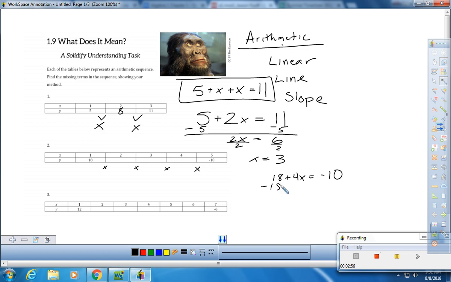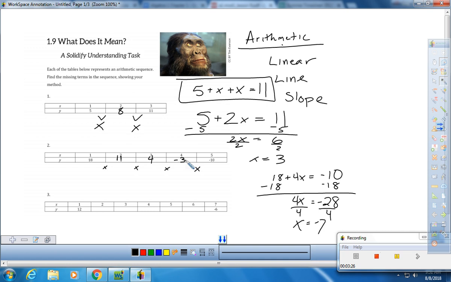So, subtract 18 from both sides, and you get 4x equals negative 28. Divide each side by 4, and you get x is negative 7. So, what is 18 plus negative 7? That's 11. What is 11? Sorry, I need to calibrate this board. What is 11 plus negative 7? That is 4. 4 plus negative 7 is negative 3. Negative 3 plus negative 7 is negative 10.